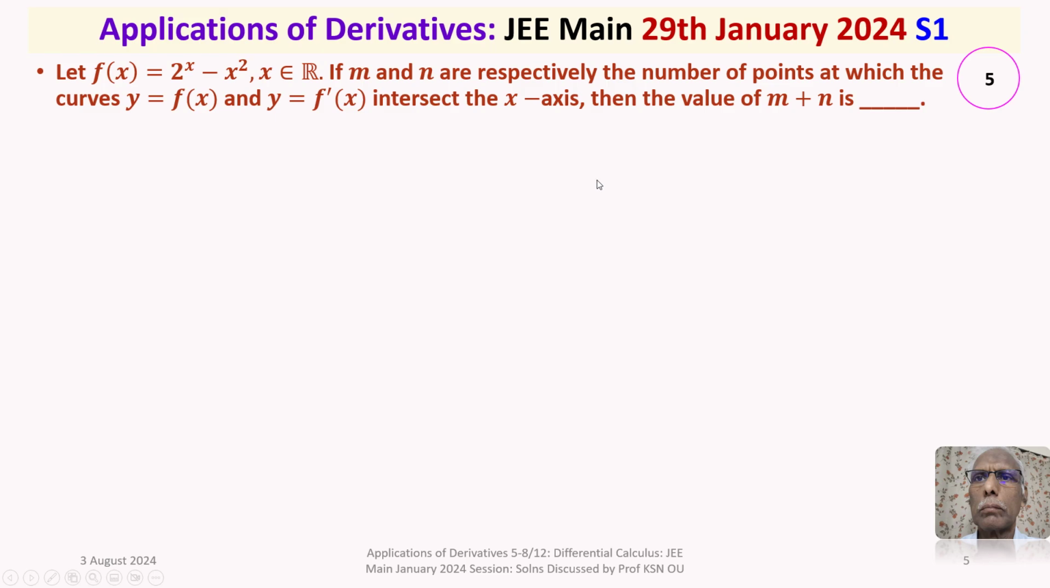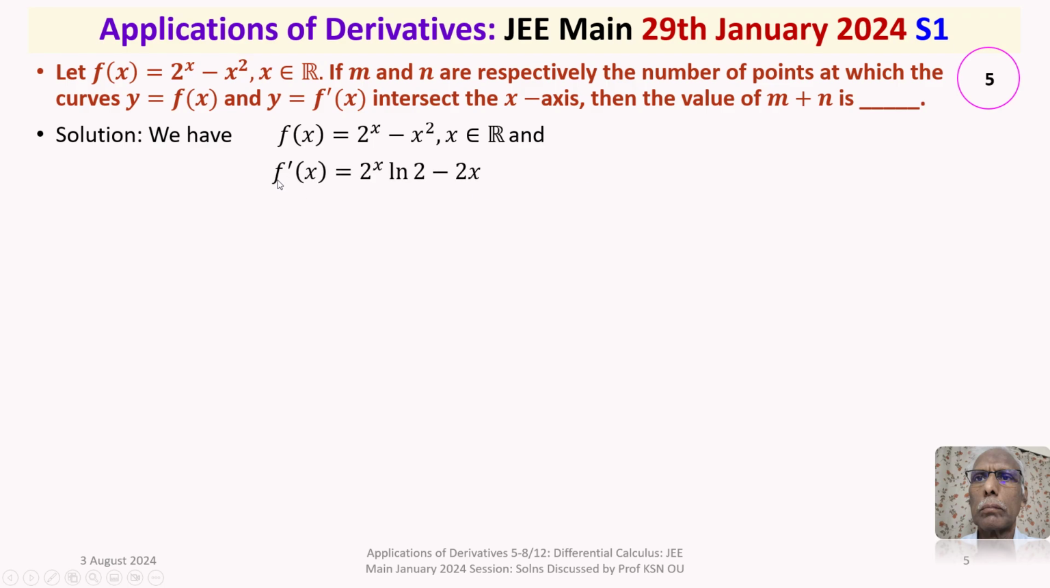Right. Let's now discuss the solution of the problem in detail. We have f of x is equal to 2 power x minus x square, where x belongs to the set of real numbers. And its derivative, f prime x is equal to the derivative of 2 power x with respect to x, which is 2 power x ln 2, minus 2x.